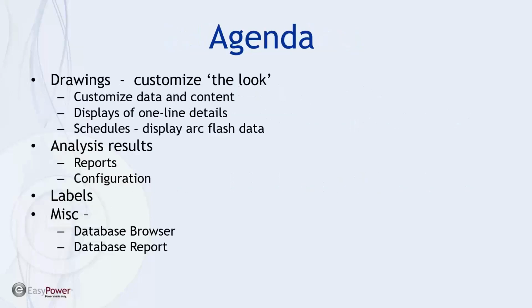The agenda today is basically focusing on the drawings as an output of the tools, how to manipulate the analysis results, touch a little bit on labels and what this QR thing seems to be allowing or permitting as far as capabilities, and then some miscellaneous topics. Under customizing the drawings, we're going to talk about customizing the data and content of the template that's used to display the drawings, and then the details that can be displayed from just the one-line diagram or subsets of it.